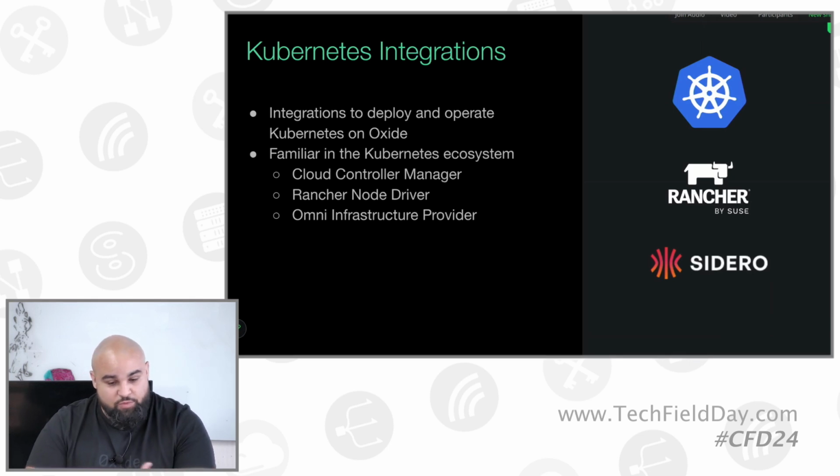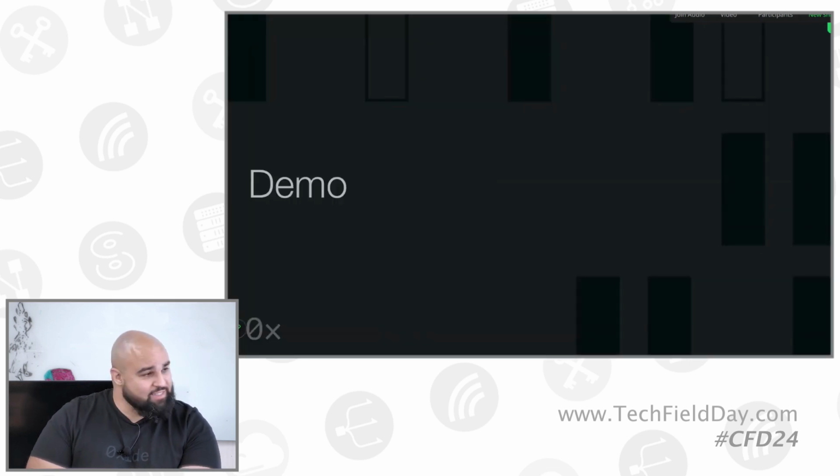And these integrations should sound familiar if you're in the Kubernetes ecosystem. So we've created a cloud controller manager, we've created a Rancher node driver, and we've created an Omni infrastructure provider. And we know that people are bringing their own Kubernetes to Oxide, but they're also probably already using a Kubernetes distribution, such as SUSE Rancher, or Talos Linux, or OpenShift. So we want to integrate with those as well. So let's demo a little bit of that.